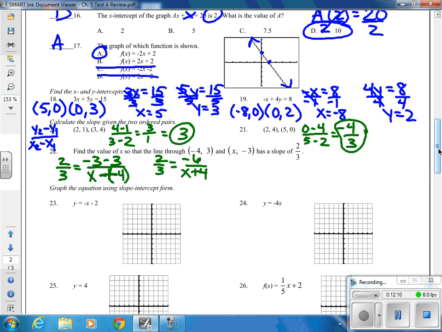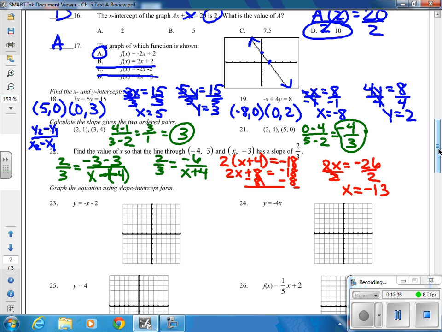So you have to cross multiply in order to make this happen and find that missing x value. When you go 2 times x plus 4, you write it as 2 parentheses x plus 4. And then equals, and then go the other direction. 3 times negative 6 is negative 18. And now you're going to solve this. Distribute first, so you get 2x plus 8 equals negative 18. Subtract your 8. So now you've got 2x equals negative 26. Divide by 2. And the missing value for x in this problem is negative 13.